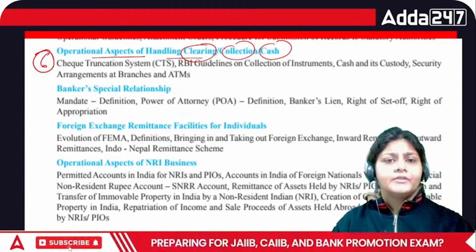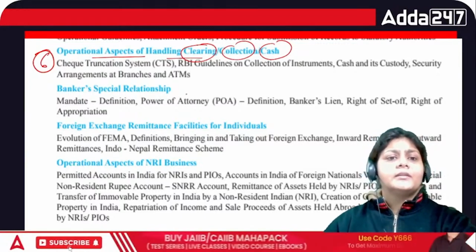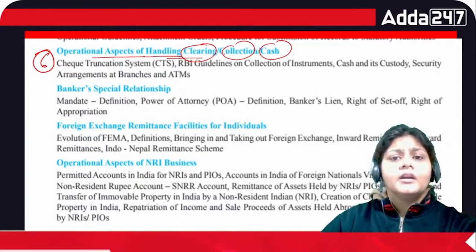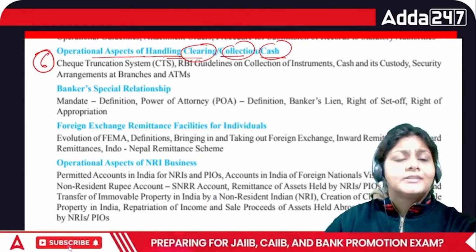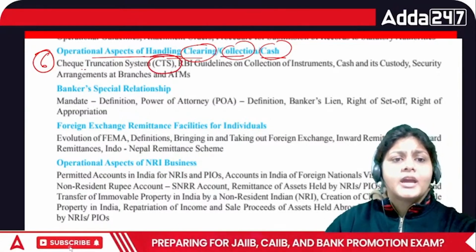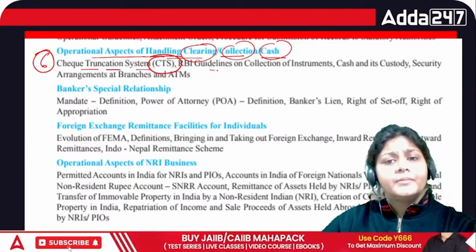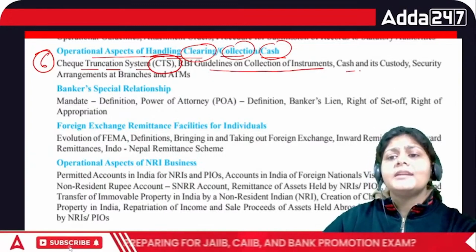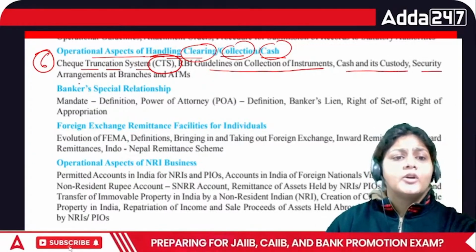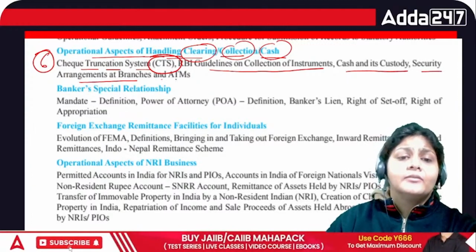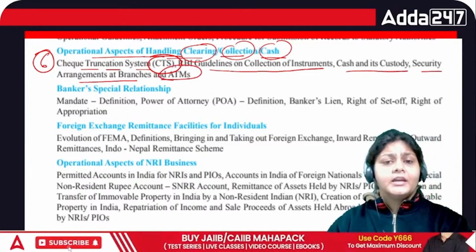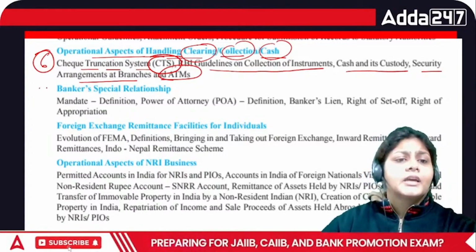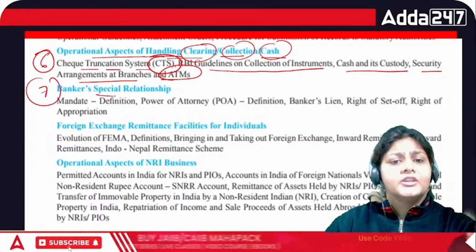Then we have chapter number 6 here, that is operational aspect of handling, clearing, collection and cash. So CTS we have to cover, cheque truncation system, then RBI guideline on collection of instrument, then cash and its custody, then security arrangement at branches, and what exactly is the ATM and what are the types of ATM. Then we have chapter number 7, bankers special relationship.